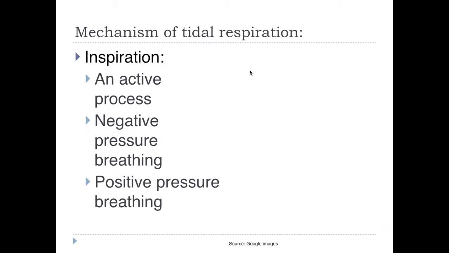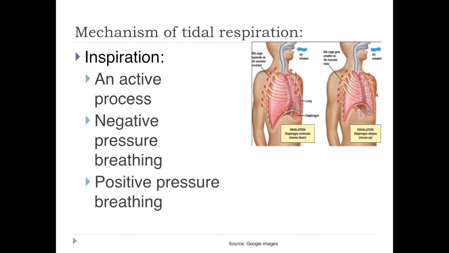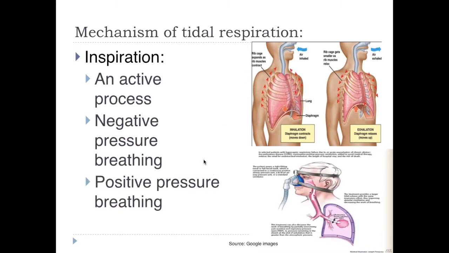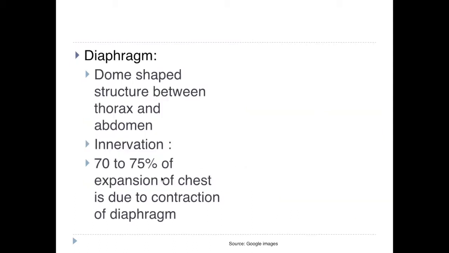Now we discuss the mechanism of tidal respiration. Inspiration is an active process because normally it is produced by contraction of inspiratory muscles, which produces negative pressure. So it is known as negative pressure breathing. Whereas when we use a respirator to inflate our lungs, that produces positive pressure. So it is known as positive pressure breathing.